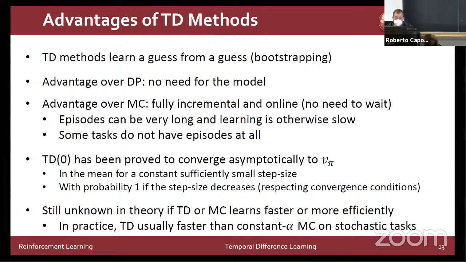Of course, this is more similar to dynamic programming, but we don't have the need of the model. This is good because in reinforcement learning we don't have the model. Otherwise, we would be doing planning. So temporal difference TD(0) has been proved to converge asymptotically to the correct value function for a certain policy, in the case where the step size is sufficiently small, and with probability 1 if the step size is decreasing.